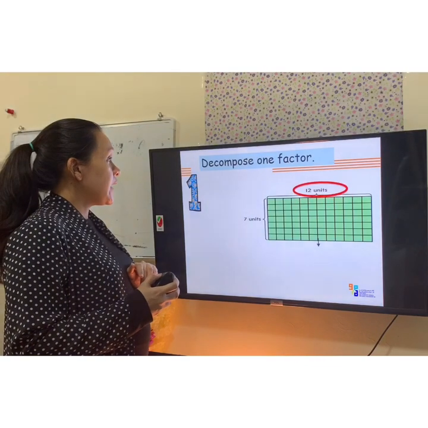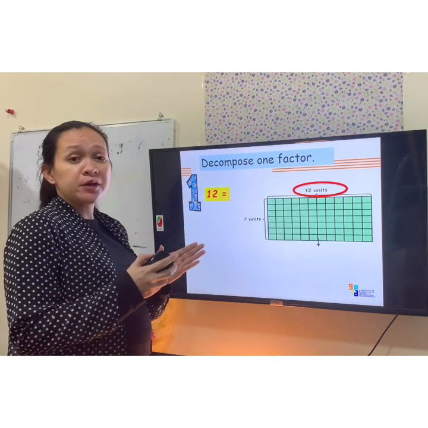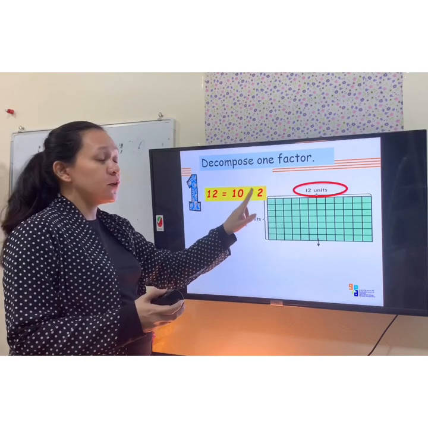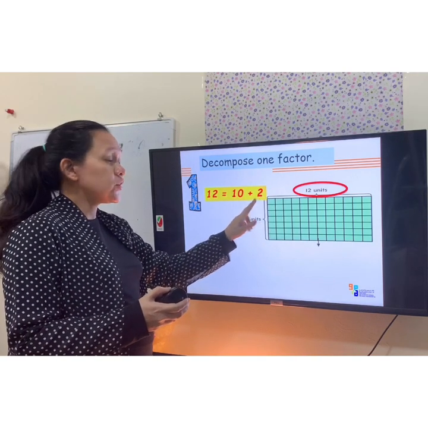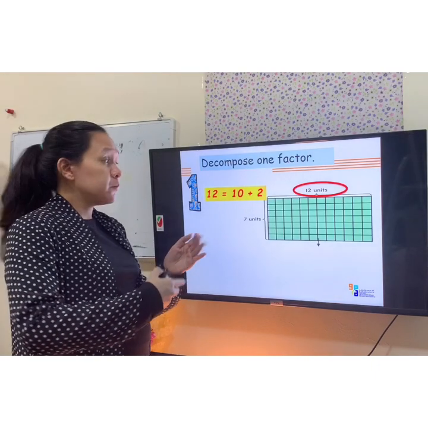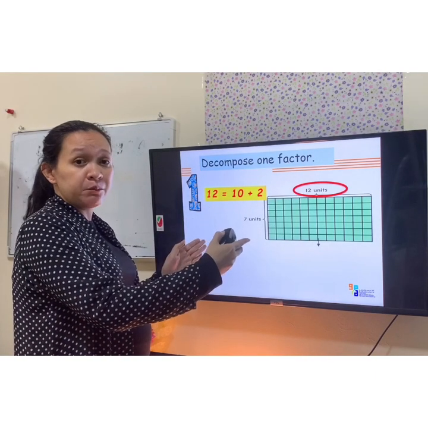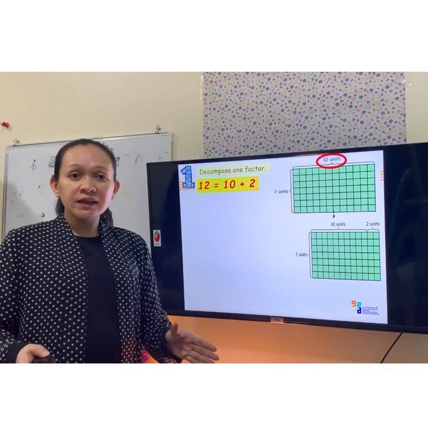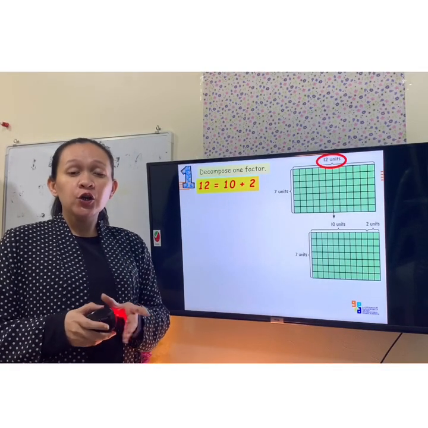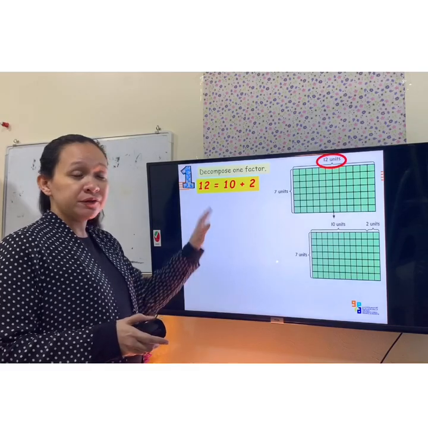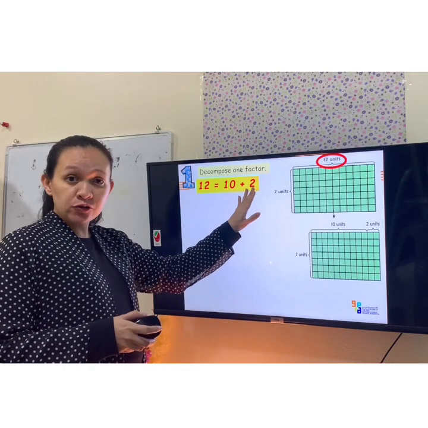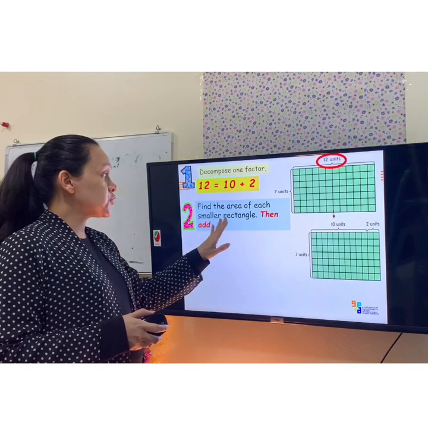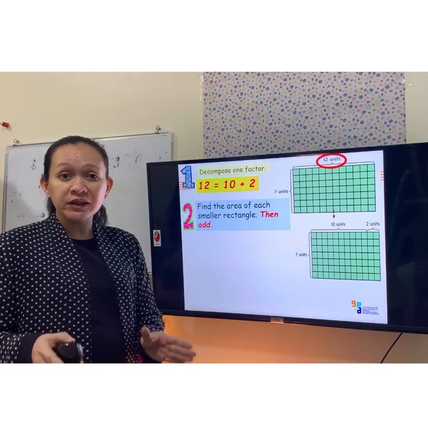So here, I have 12. How are we going to decompose? So we are going to use 10 and 2. So we just break apart the number, but then if we add them both, the answer is 12. We are done already decomposing one factor. We decomposed 12 into 10 and 2. Now, we are going to find the area of each smaller rectangle, then we are going to add.